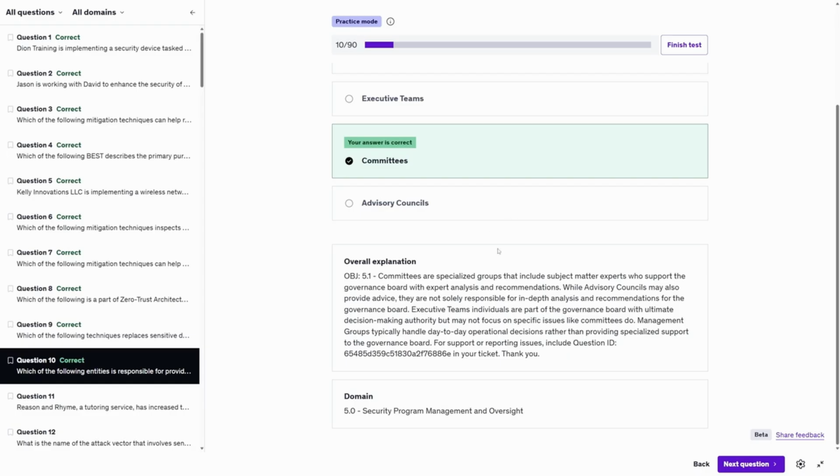Advisory councils are not solely responsible for in-depth analysis and recommendations for the governance board. Executive team individuals are part of the governance board with ultimate decision-making authority, but they may not focus on specific issues like committees do, and management groups typically handle day-to-day operational decisions rather than providing specialized support.